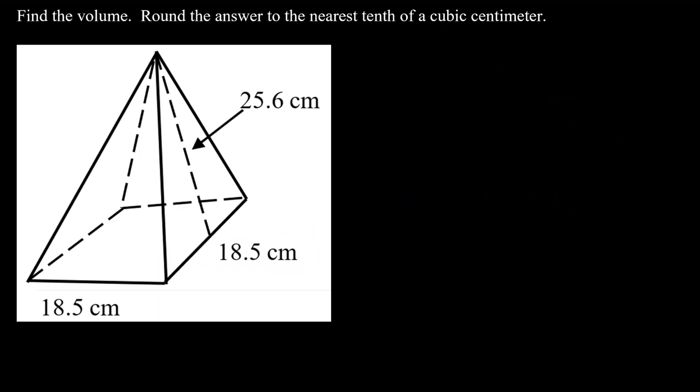This next problem doesn't look so bad either. Find the volume, round to the nearest tenth of a cubic centimeter. So what we want to do is find the volume. Volume is length times width times height divided by 3. Let's ask ourselves, do we have the length? Yes, it's 18.5 centimeters. Do we have the width? Yes, it's 18.5 centimeters. Do we have the height?